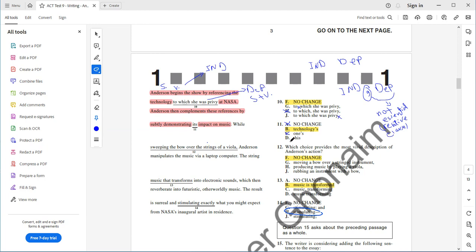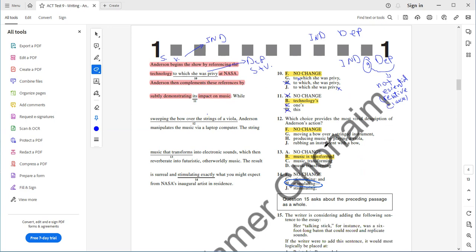This, the same thing. Where is the antecedent? But technology is now, it's clear. Clear? Yes. Okay. Number 12, Engineer Ziad.